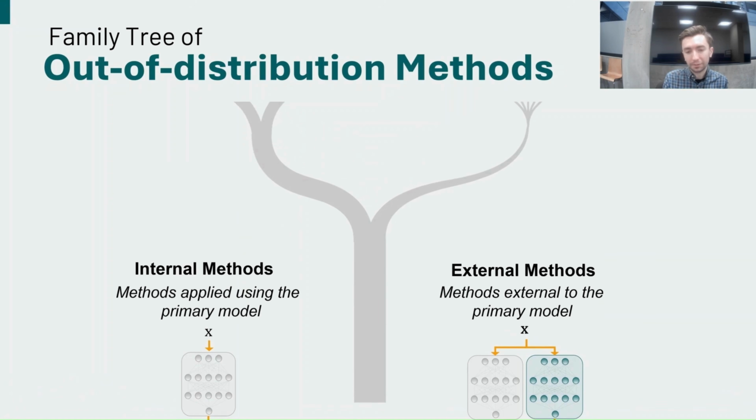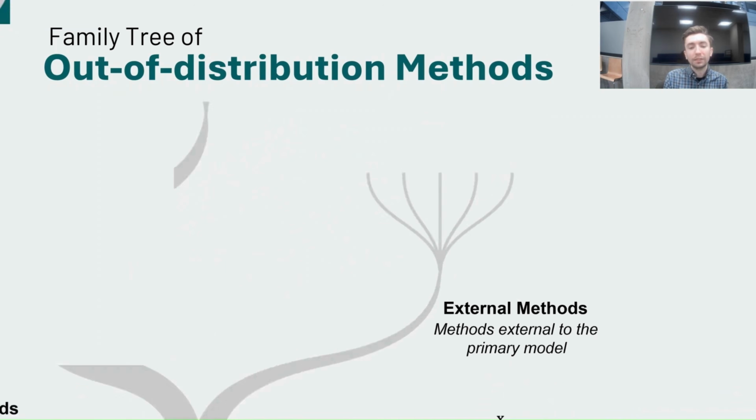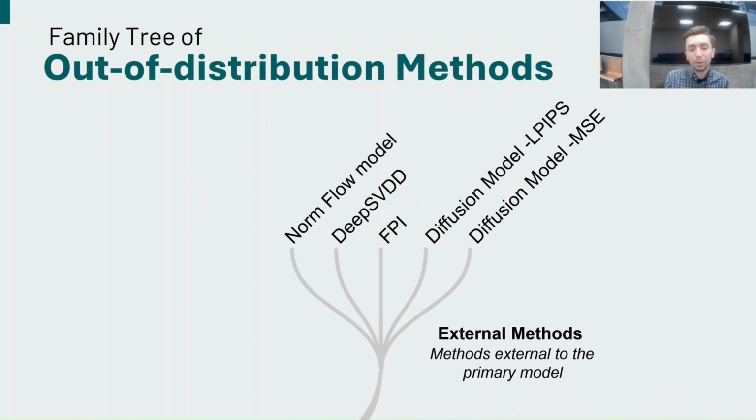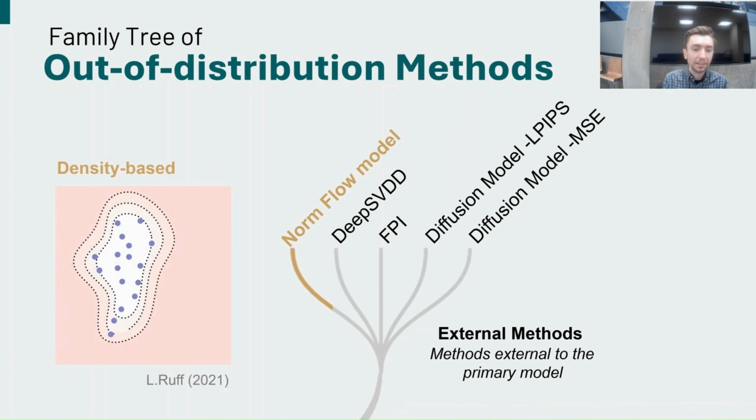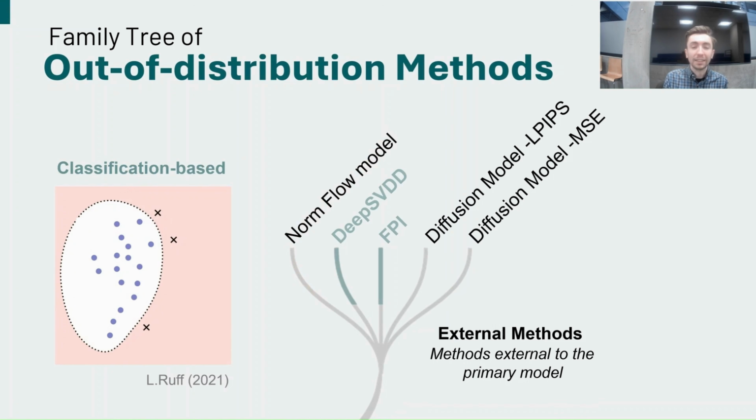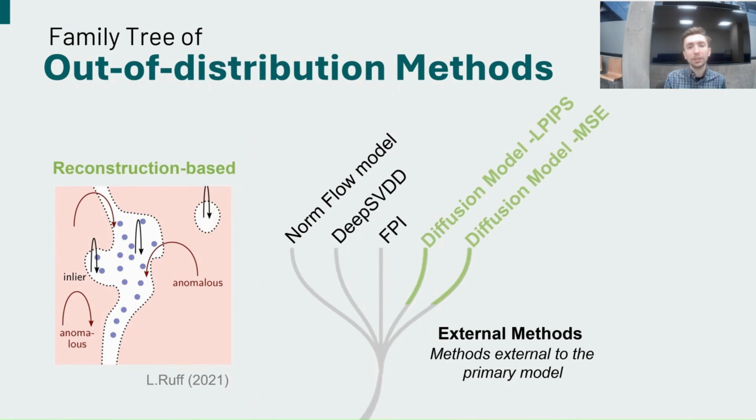So let's look at external methods first. We studied 5 different external methods, which we can separate into different groups. So there's density-based methods, there's classification-based methods, which train a one-class classifier to separate ID from OOD. And finally, there's reconstruction-based methods, for example, our diffusion model-based approaches, which aim to reconstruct inputs, and a higher reconstruction error indicates that the input is OOD.